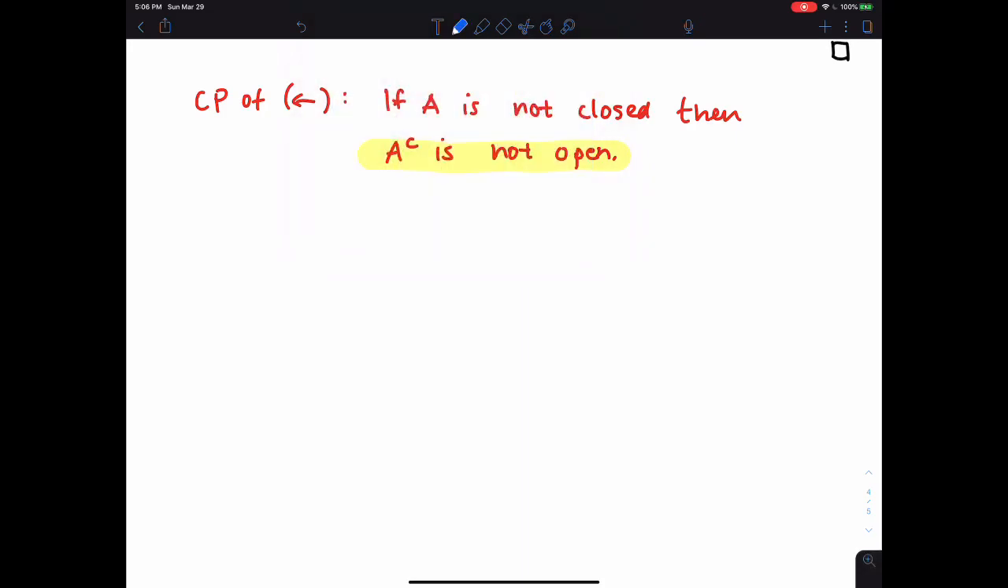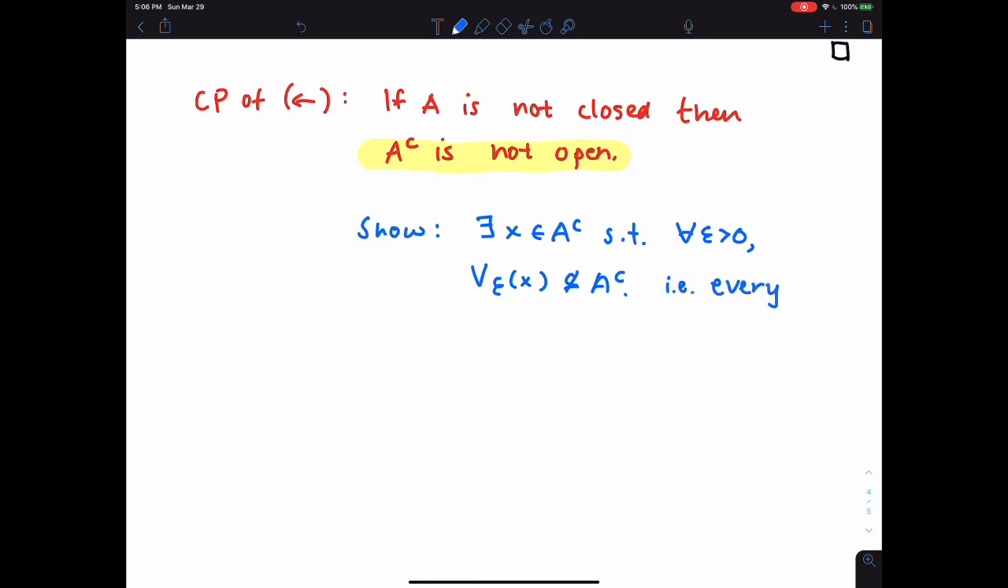So we are trying to show that the complement of A is not open, which means we need to find an x in A complement such that for all epsilon greater than 0, V epsilon of x is not a subset of A complement. And really, again, what we're saying here is that every V epsilon of x contains a point in A.